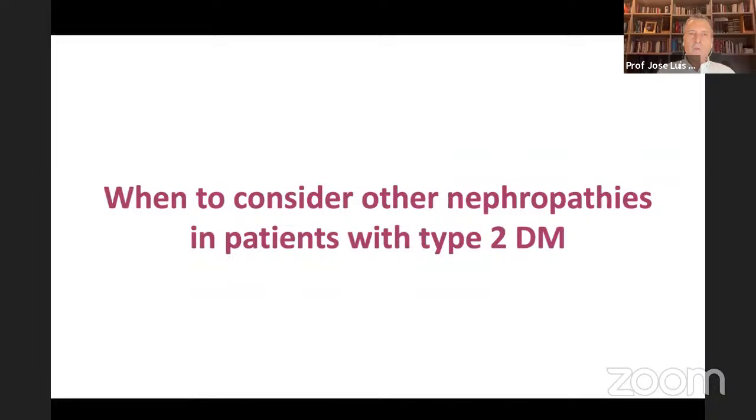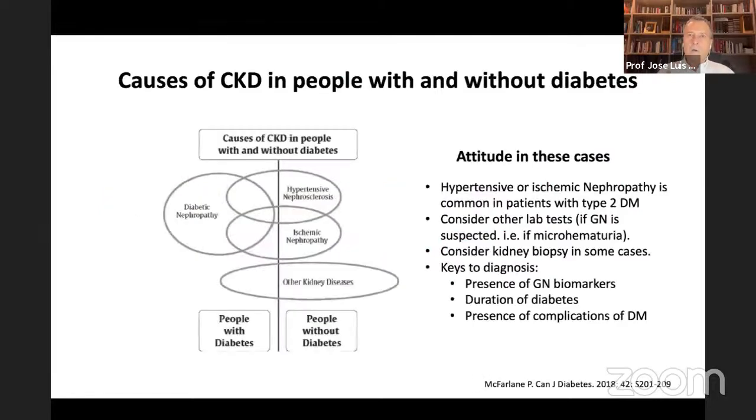So the next point I would like to address is when to consider other nephropathy in patients with type 2 diabetes. This is important because, given the high prevalence of type 2 diabetes in the general population, 12, 14%, 50%, a variety of forms of chronic kidney disease in diabetes can be seen, including diabetic nephropathy, ischemic nephropathy related to vascular disease, hypertensive nephrosclerosis, and so on. For example, this is an overlap of a lot of causes with hypertension, ischemic nephropathy, and this happens in patients with diabetes or without diabetes.